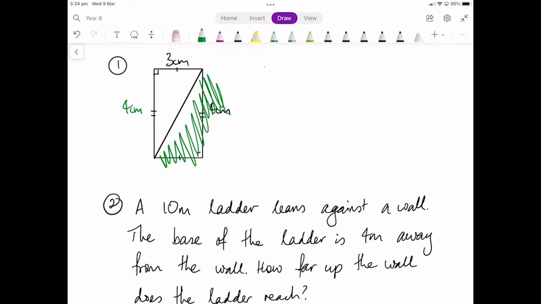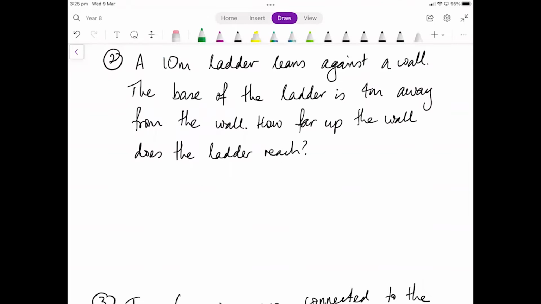Now I have a question that is exactly the same as something I would have encountered in lesson 2. So I write my formula, c squared equals a squared plus b squared. I substitute my sides 3 and 4 and I get c squared is 25, c is the square root of 25 or 5 centimeters.